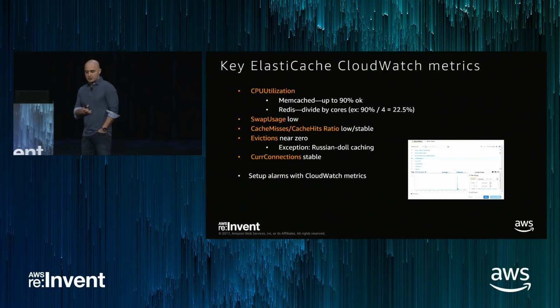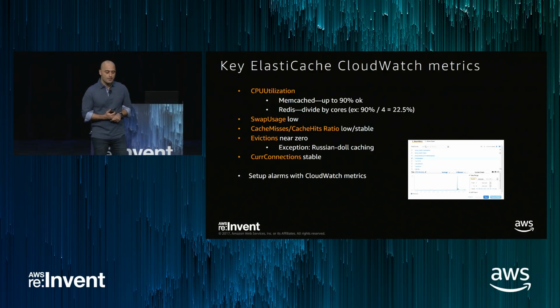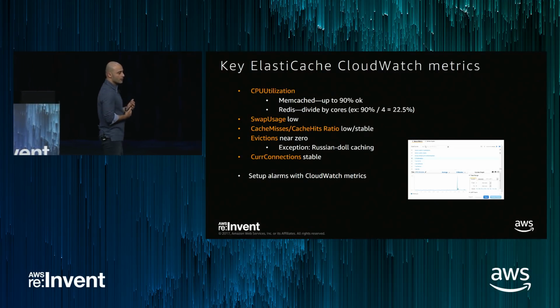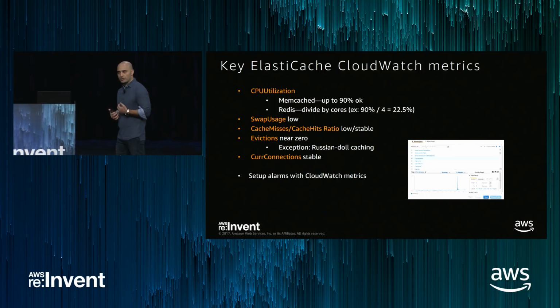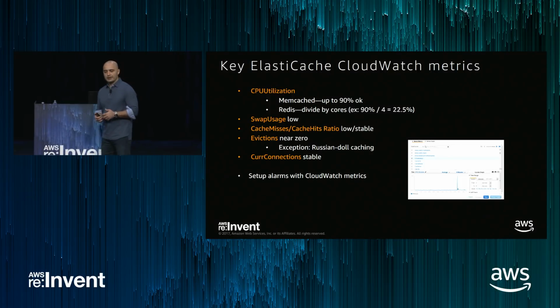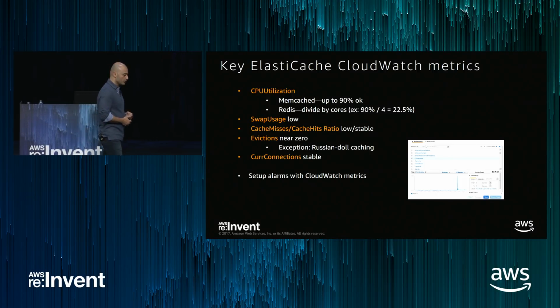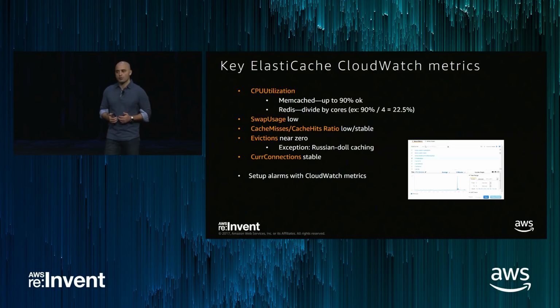From a CloudWatch perspective, you'll always want to look at CPU utilization. Make sure that you're monitoring how much processing is happening on your cluster. If you feel that you need more CPU support, you might need more shards. For swap usage, you want to see that low, if not 0, especially if memory is high. You never really want to be in swap in an in-memory system.